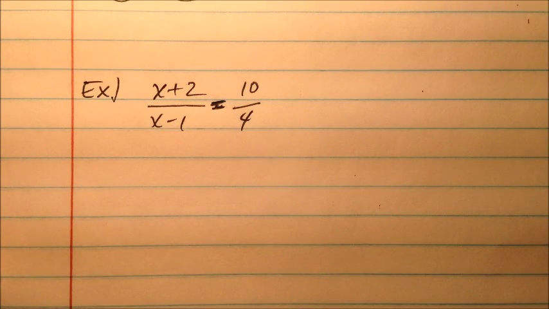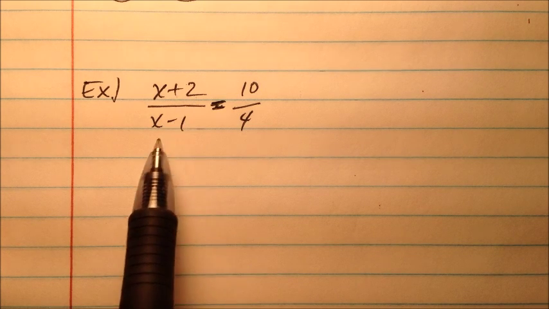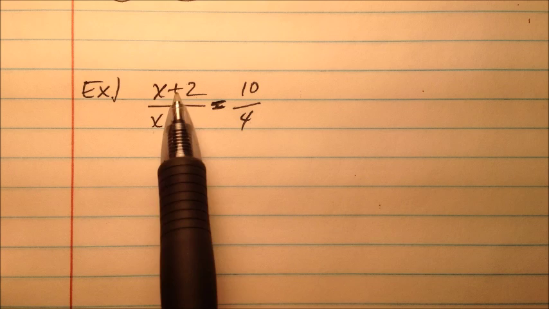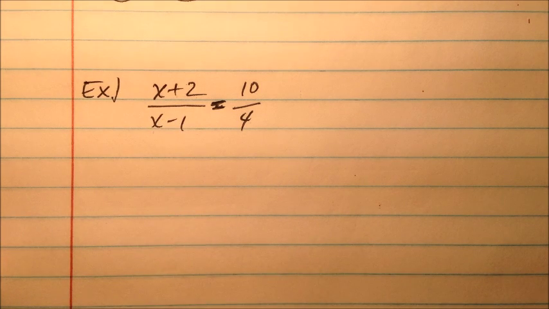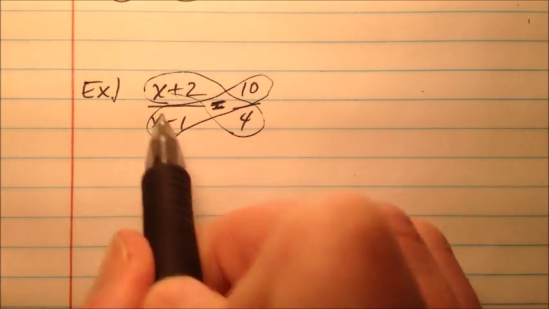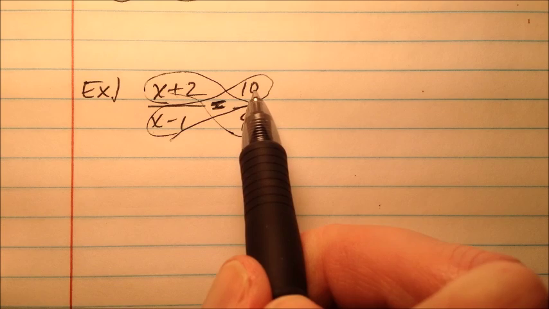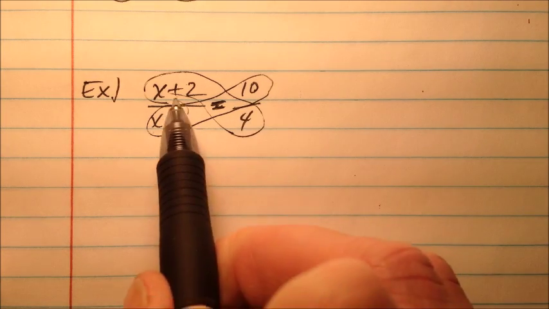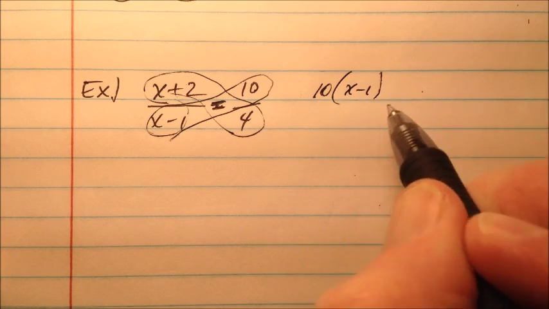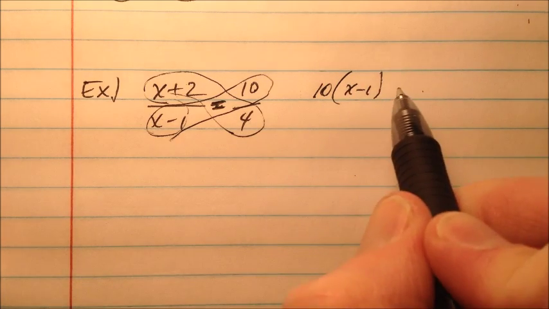In this next example, we have x plus 2 over x minus 1 is equal to 10 over 4. Well, we have x that we're solving for, but it's in multiple locations. So I think my only choice here is to do cross products and set them equal to each other. Be very careful here, because when we're multiplying 10 times this quantity x minus 1, we need to put x minus 1 in parentheses since these are multiple terms.